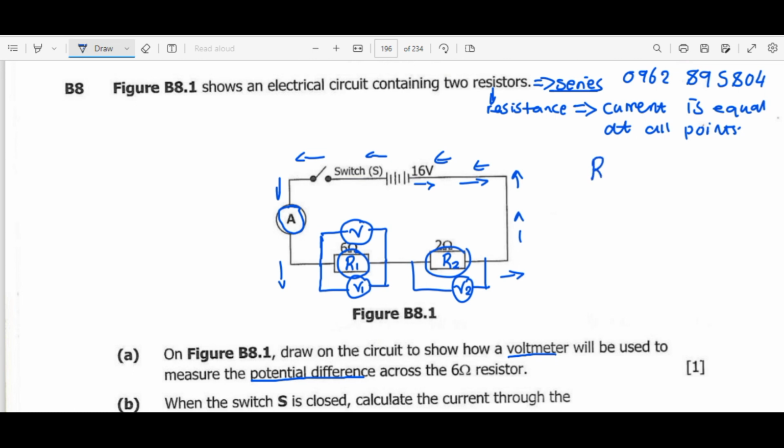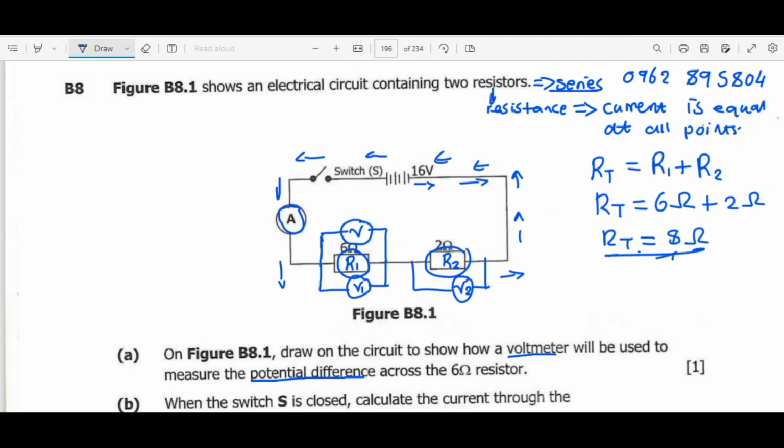So the formula is like this. Total resistance in series is equal to resistor 1 plus resistor 2 plus resistor 3, if, for example, you have another resistor. So what's our resistor 1? It's just 6 ohms, plus resistor 2, which is 2 ohms. So our total resistance will give us 8 ohms, which simply means that the two resistors have been combined to form one resistor. So the circuit is like this this time.